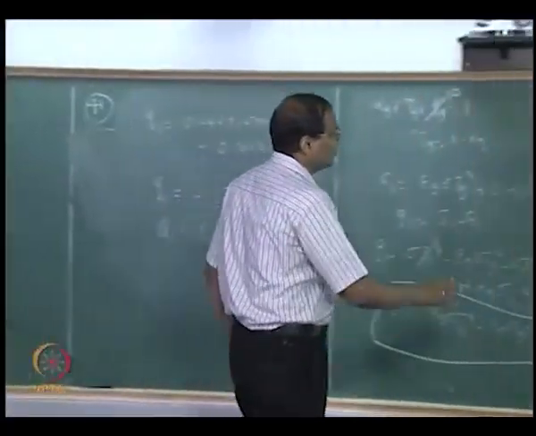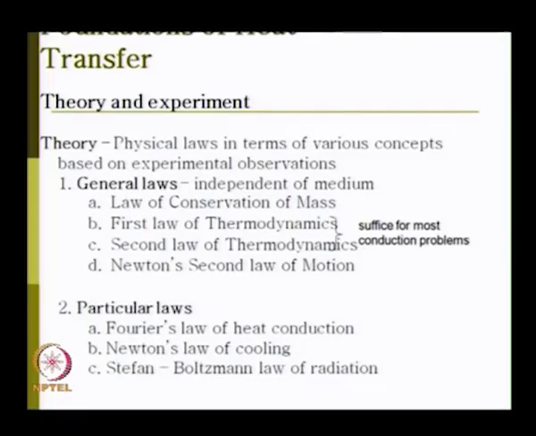Okay. So if you combine these particular laws with the general laws, you get new subjects. If you combine these laws with this, you get conduction heat transfer. If you combine this with this, you will get convective heat transfer. If you combine this with the equation of transfer, you have radiative heat transfer. So these are what are called the constitutive relations insofar as the subject of heat transfer is concerned. These are general laws.